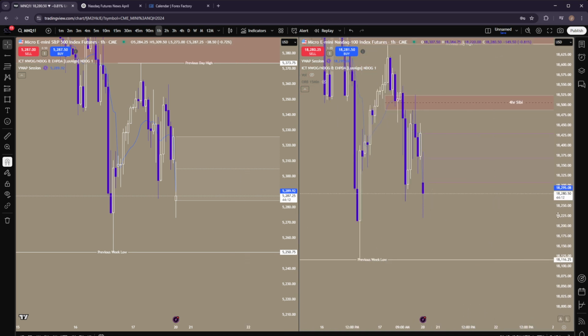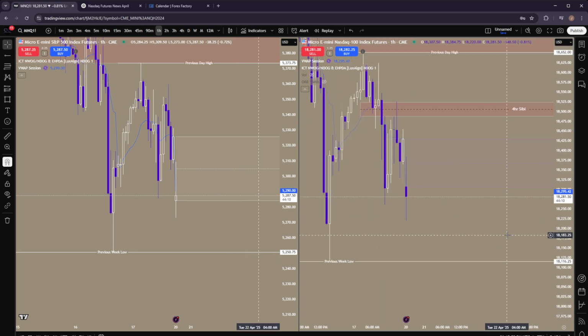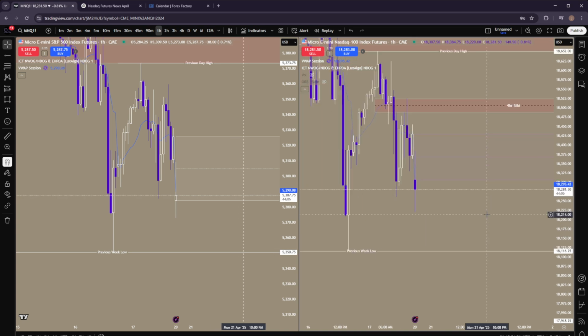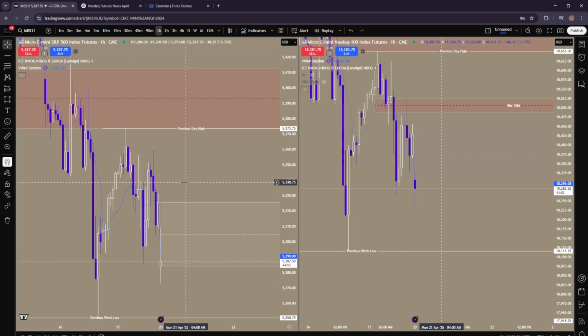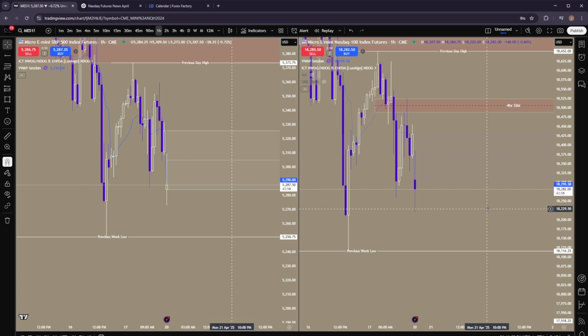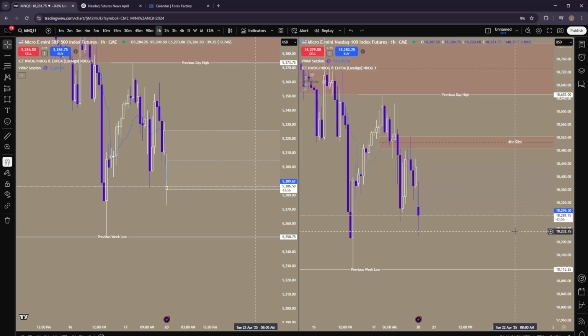Now, of course, we have to be observant. We have to be aware of what Trump says, of what any of our FOMC members say, because we have some FOMC members speaking this week. Those are all going to make a big impact on what happens on NQ this week. But ultimately, I'm still expecting more of a range, okay?